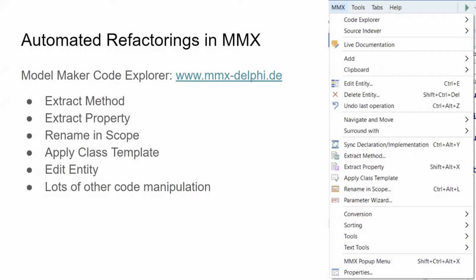So Model Maker Code Explorer. You can get it, it's free. There's no reason why you shouldn't try it out. It has a huge amount of capability in terms of manipulating code and a whole heap of keyboard shortcuts and stuff, not just refactoring. But we'll be looking at extract method, and we'll use edit entity quite a few times. And there's a huge amount of code manipulation stuff. I think we're using extract interface later, but we'll see.